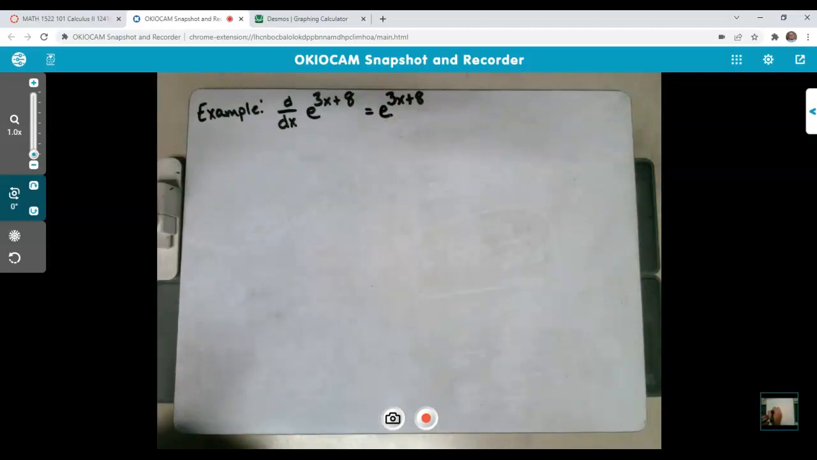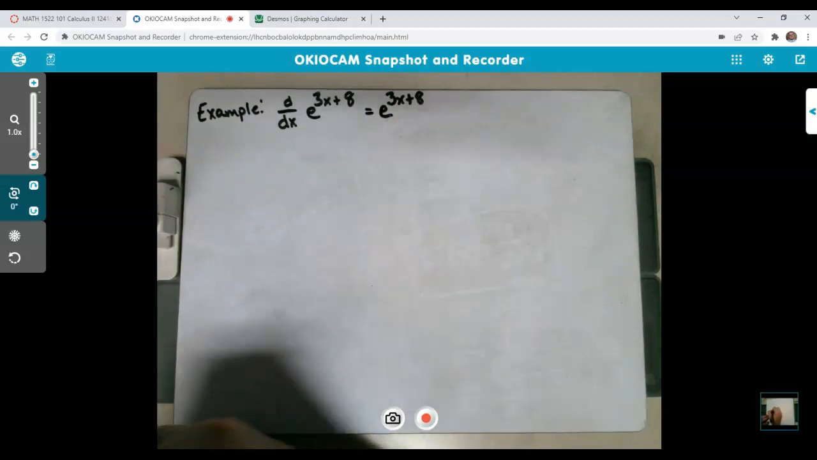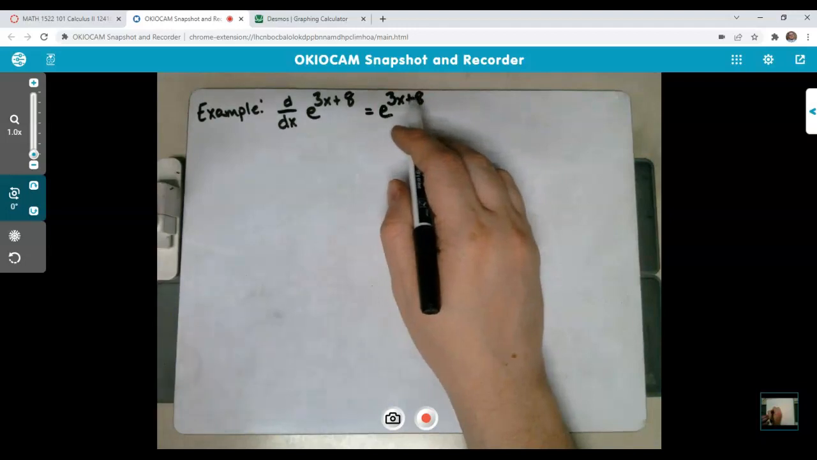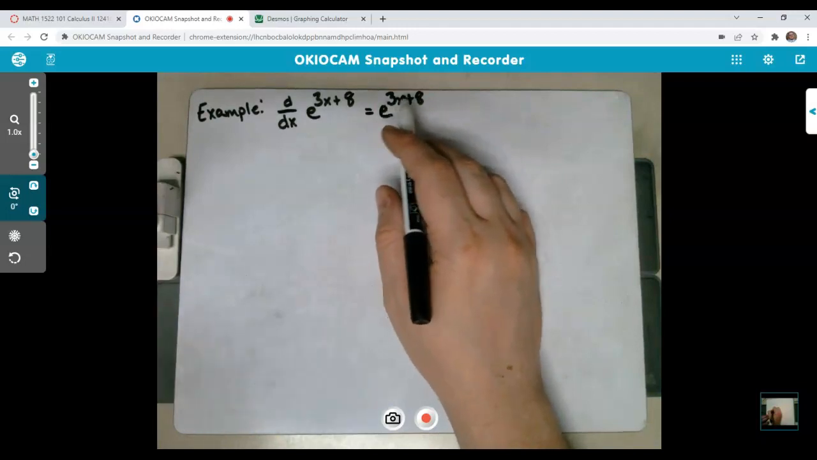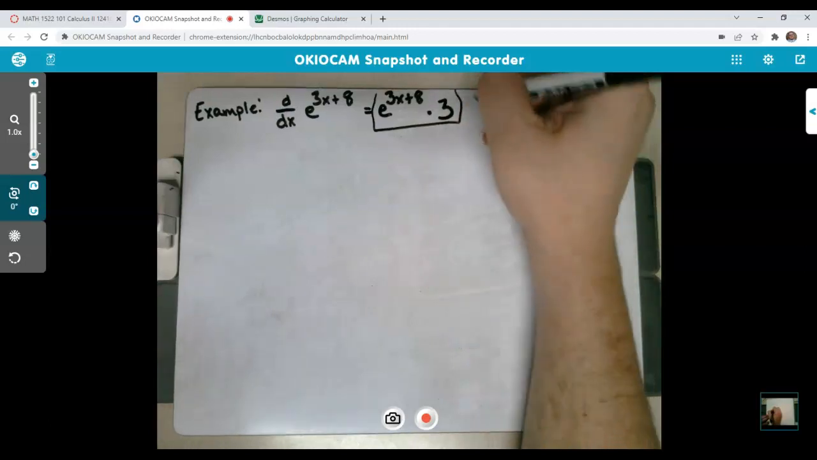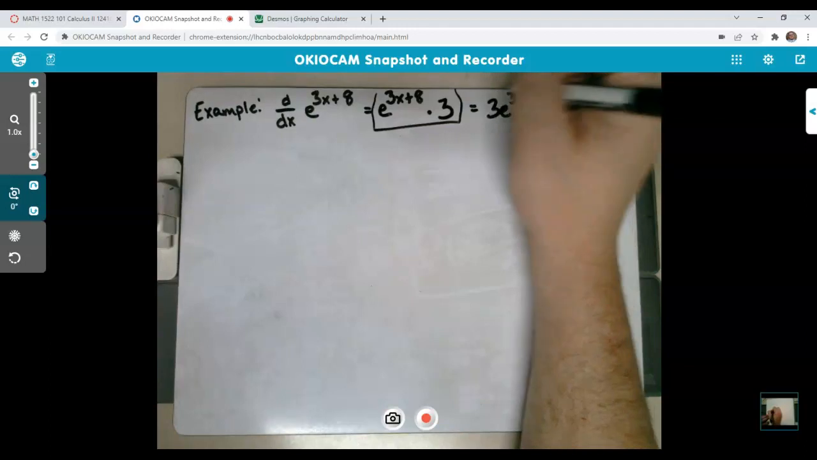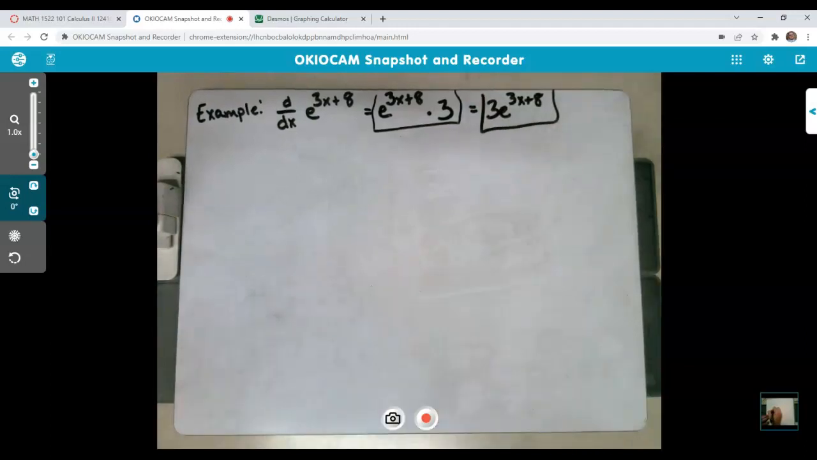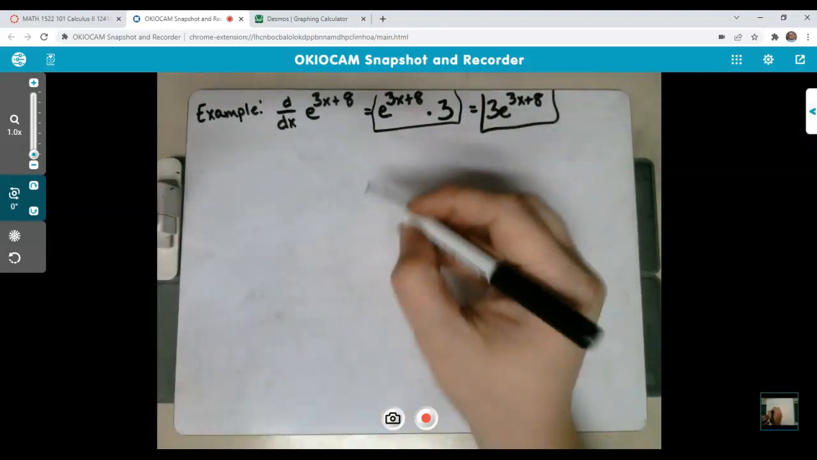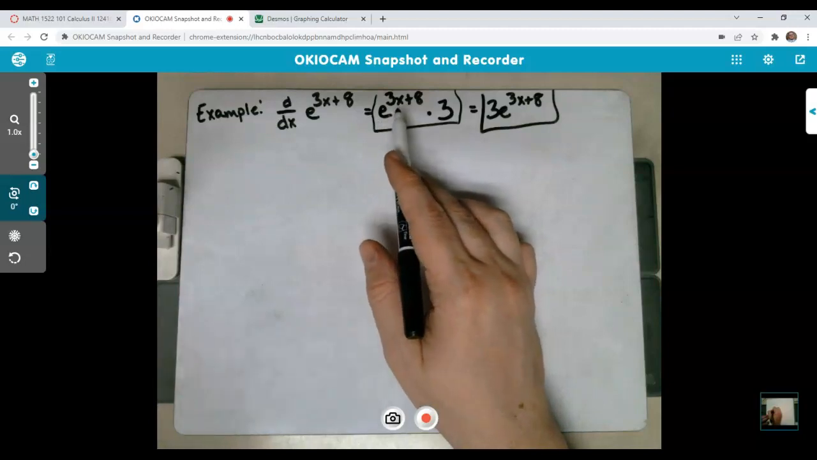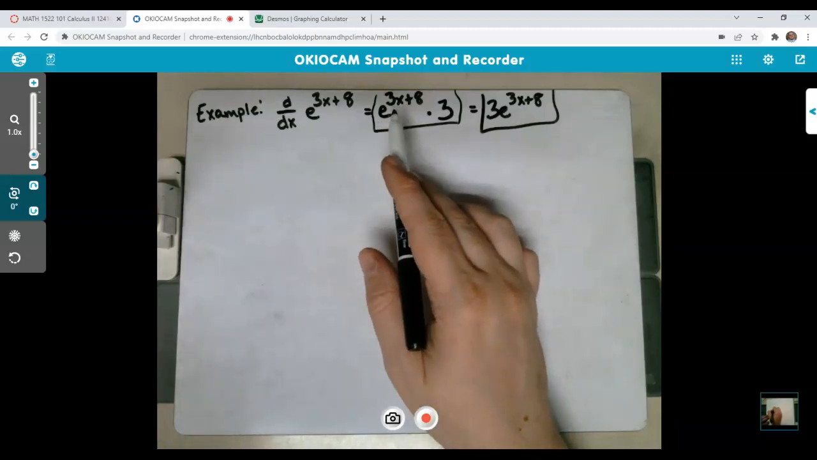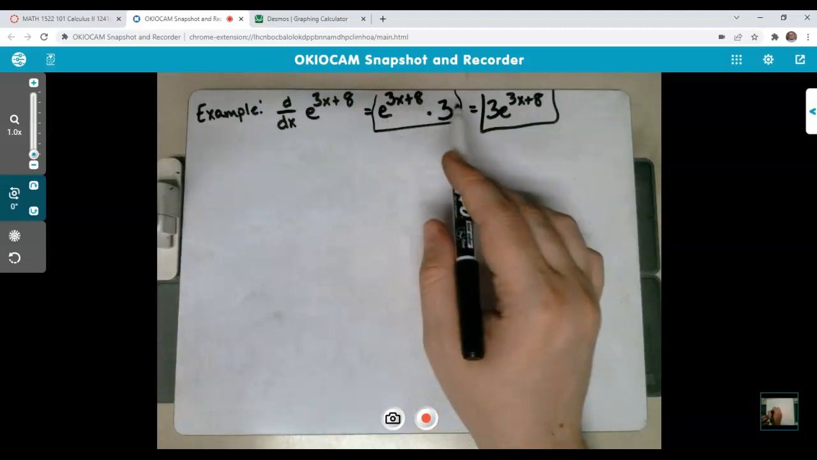But now, because of the chain rule, I have to find the derivative of that stuff up here. The derivative of 3x plus 8 is just 3, so multiply that by 3. If you want to, you could just stop right there, and that's fine. Or if you would rather write it as 3 e to the power of 3x plus 8, that's okay too. It doesn't matter at all. Again, we get the e part because e stays e, but by the chain rule, I have to also find the derivative of that stuff. That's why I've got to do e times 3.